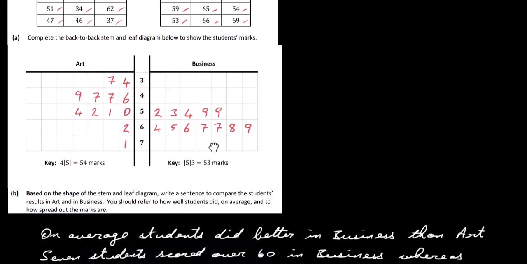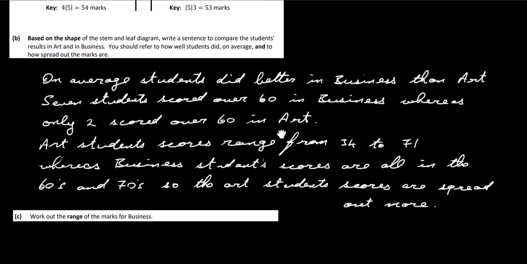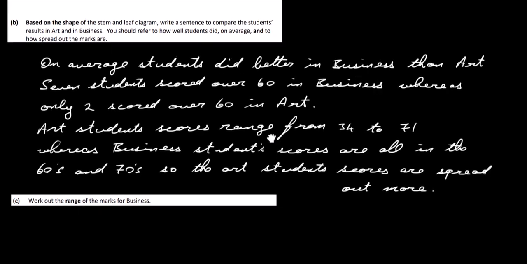Okay, so the second question then is, based on the shape of the stem and leaf diagram, write a sentence to compare the students' results in art and business. You should refer to how well students did on average and to how spread out the marks are. So I've written this out already just to save a little bit of time. So I'm saying on average students did better in business than art. 7 students scored over 60 in business, whereas only 2 scored over 60 in art.